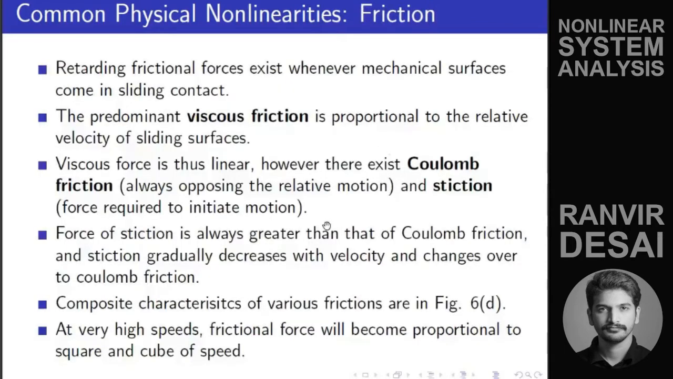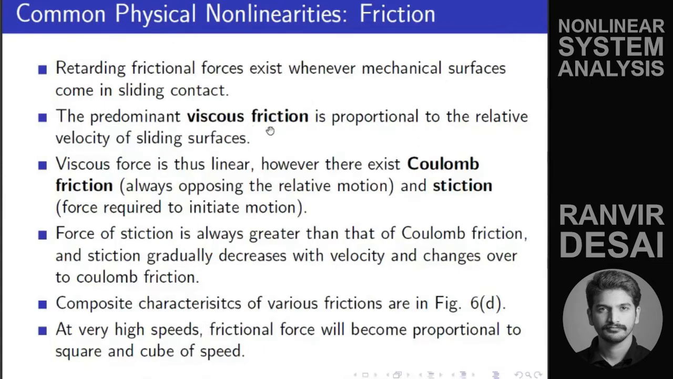Now second one is friction. Friction is also sub-classified into three parts. The first one is viscous friction, second is Coulomb friction, and third is stiction. Okay, what each of them are is written here. As you can see here, viscous friction is proportional to the relative velocity of sliding surface. Now this viscous friction is the friction that we denote by the notation B. In case of our mass spring damper systems, it is the viscous friction.